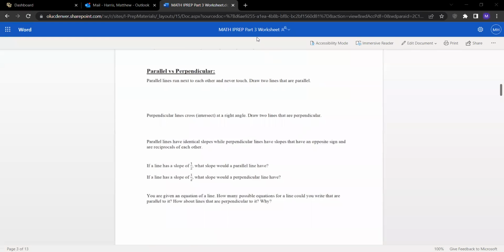So let's move to parallel versus perpendicular. Parallel lines run next to each other and never touch. So here we'll draw 2 lines that are parallel. Right. So these 2 lines will never touch, right? If they kept going forever and ever and ever, they would still never cross. Perpendicular lines cross at a right angle. So draw 2 lines that are perpendicular.